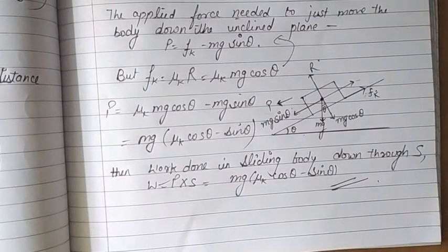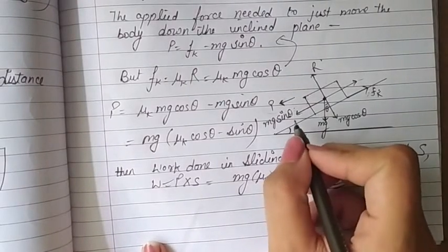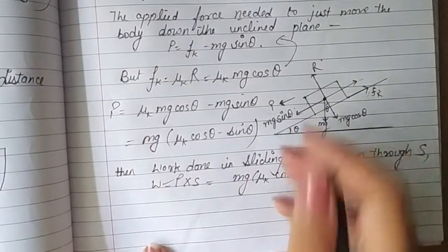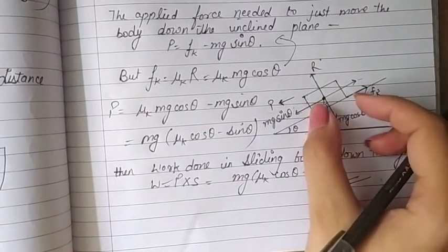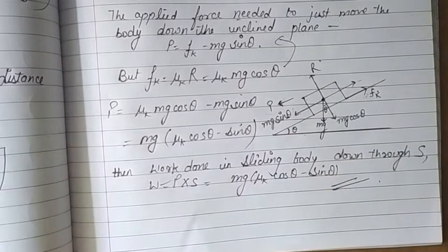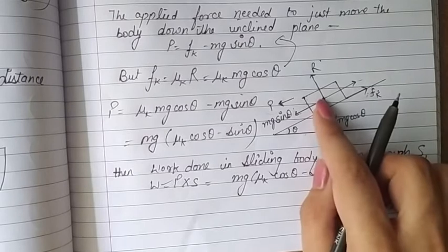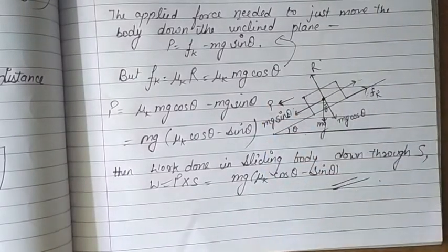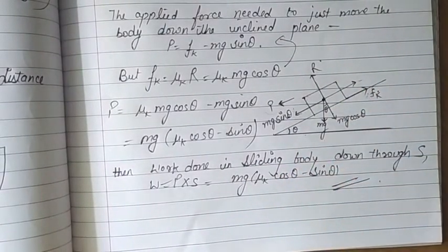Now in the same case, if we increase this angle theta more than the value of the angle of repose, so angle of repose is the minimum angle at which the body placed on the inclined plane starts sliding down, and if we make this angle theta more than the angle of repose, then this body will slide down automatically. We don't need to apply any other force. There is no need of applied force capital P to slide down this body.